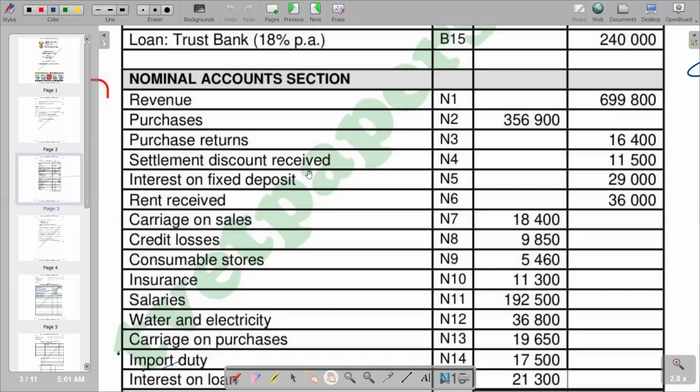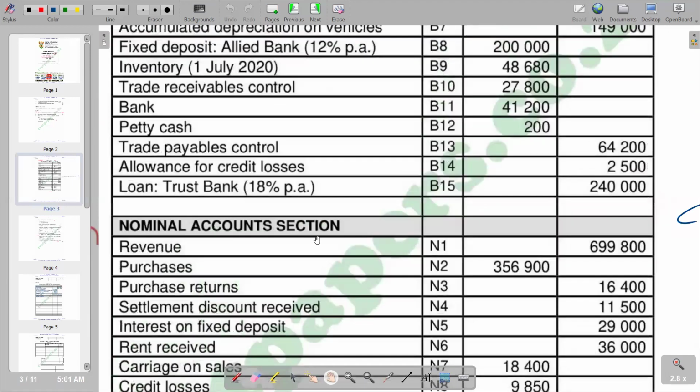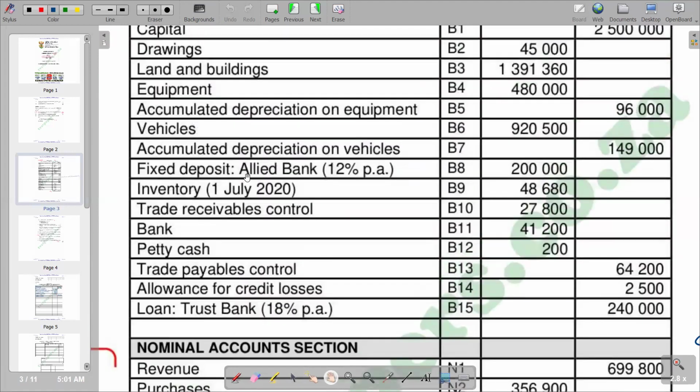So we go to our balance sheet account section. You see that we're given a fixed deposit for Allied Bank, which is 12% per annum, 200,000. So we can calculate and find what was supposed to be received for the period, that's our interest on fixed deposit using our 12%, and then compare it with what was actually received and see if we received in advance or it was an accrual of income.